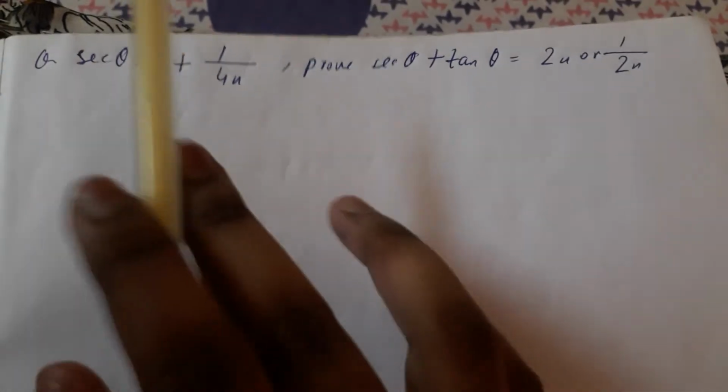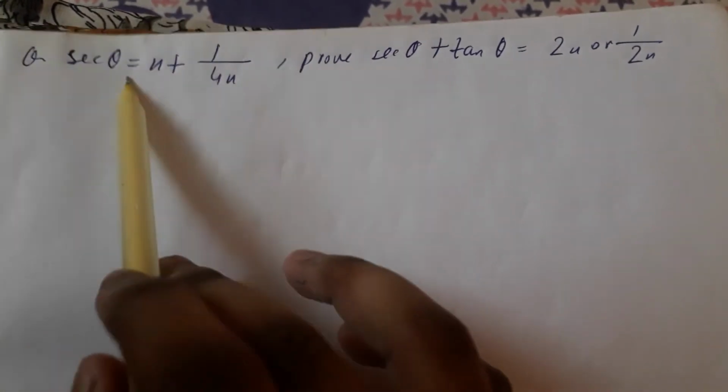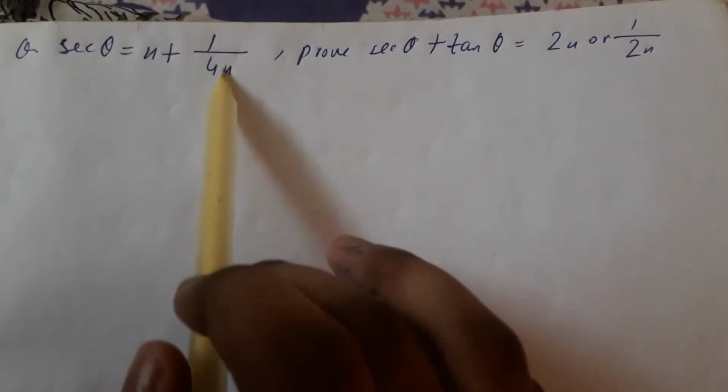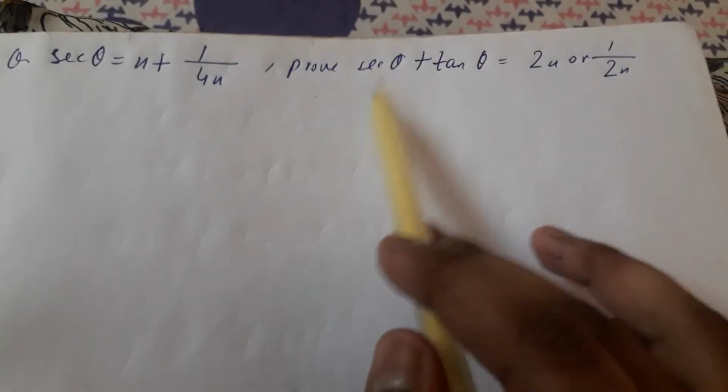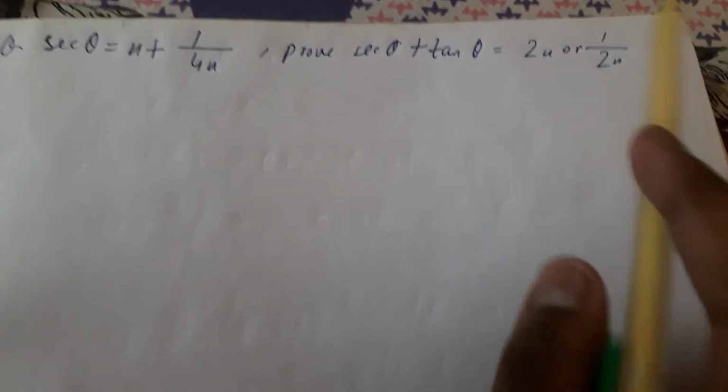Okay, now see the next one. This is the last one. Now see, sec theta is equals to x plus 1 by 4x. Prove sec theta plus tan theta is equals to 2x or 1 by 2x. Now how to prove this?